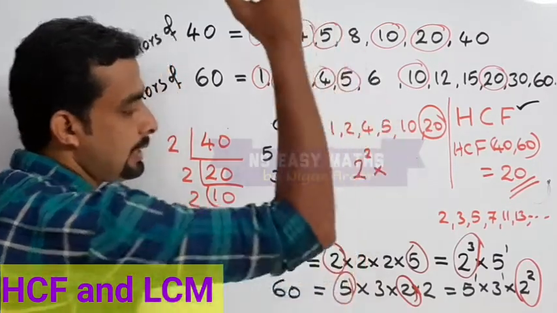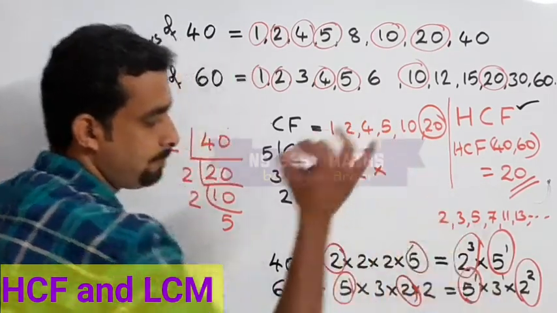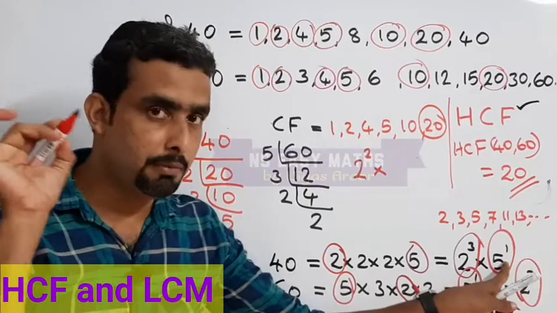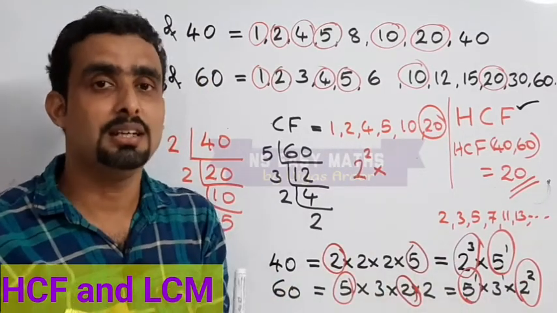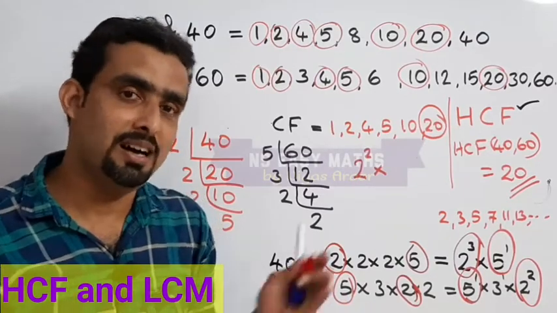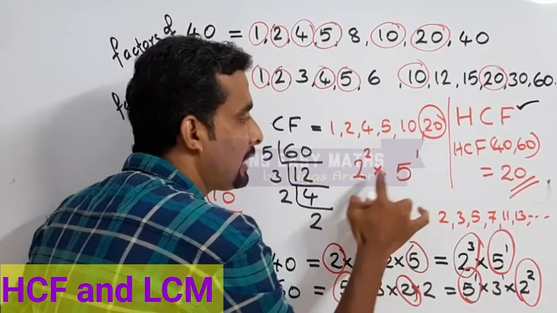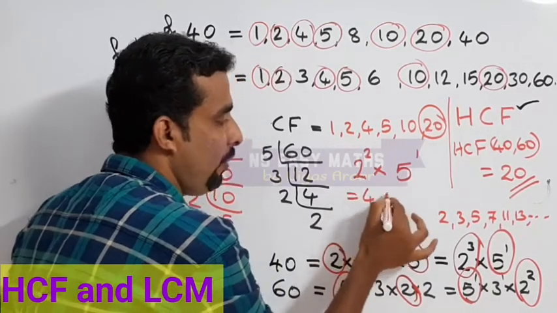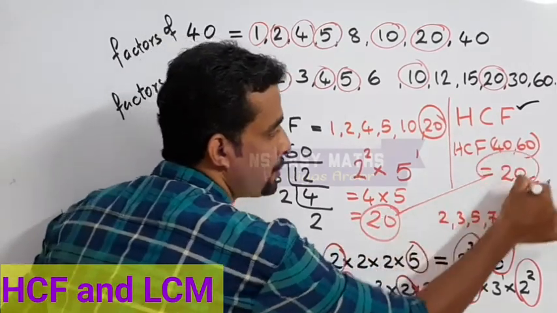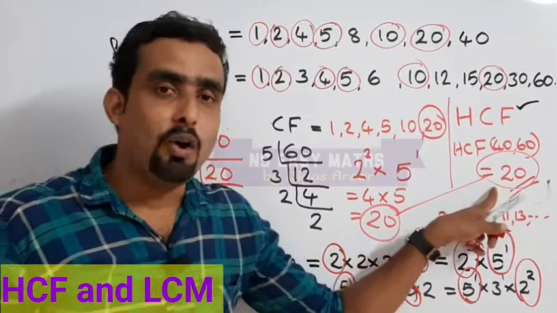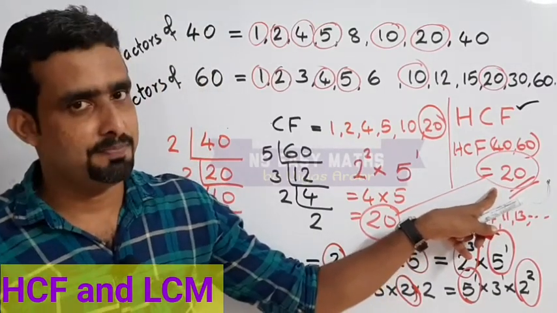Then the next common prime factor is 5 and 5. Among these two, which is the smallest power? Both are 5 raised to 1. So smallest and also the largest is 5 raised to 1. So take 5 raised to 1. Then the product of these two is 4 into 5 equal to 20. 20 is the HCF. Here we already found the HCF by using the basic concept.